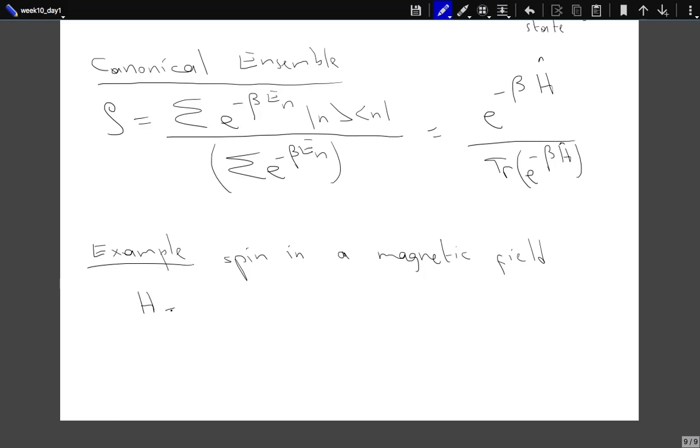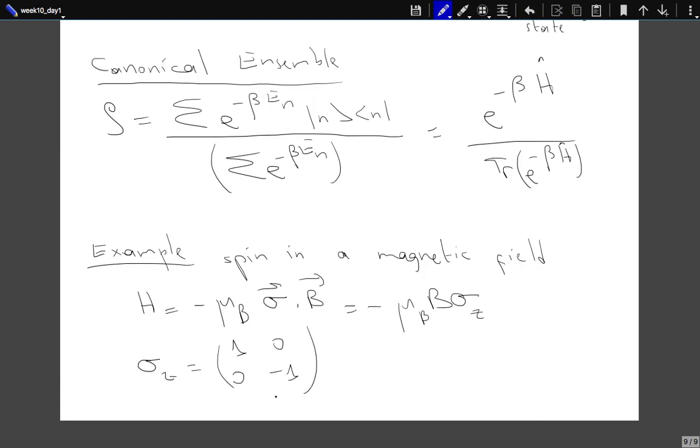So the Hamiltonian of my system will be just minus mu b, mu being the magnetic dipole moment of this single particle, sigma dot b, single spin, let's say. Now we can choose the direction of b to be the z-axis. So this just becomes minus mu b times b times sigma z. And we can use a representation of the sigma matrices in which sigma z is diagonal. So sigma z is just 1, minus 1, 0, 0.